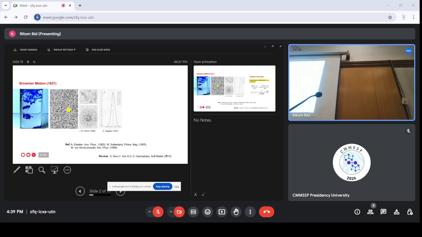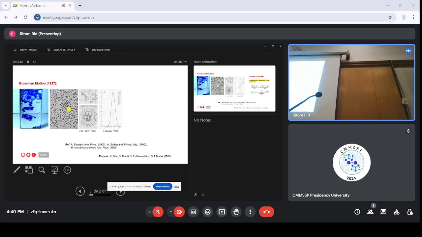The overall outcome becomes something like this. This was initially seen in 1827, and year after year people could not understand much about why this particle behaves like this. It was not until Einstein's work that we got some idea, and later on Perrin and then Kepler.